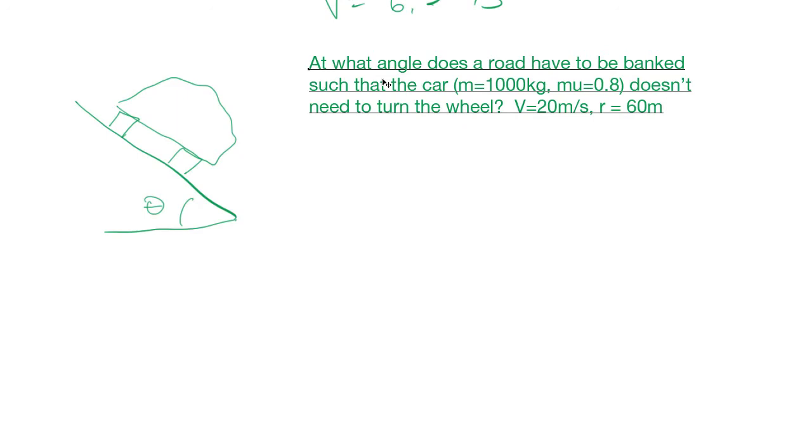All right, so given this stuff, the velocity of the car is coming into the turn at 20 meters per second. The turn has a radius of 60 meters, mass, coefficient of static friction. What angle does the road have to be banked so that I go in a circle?